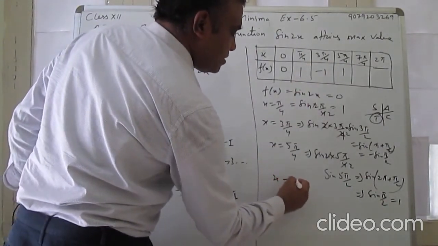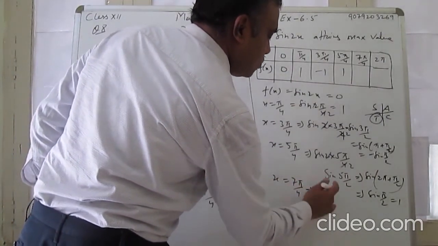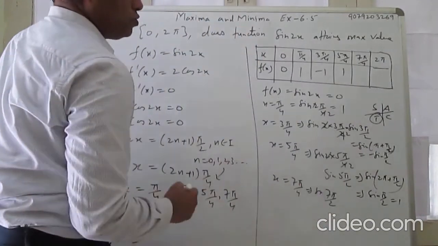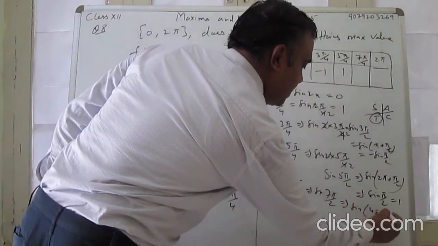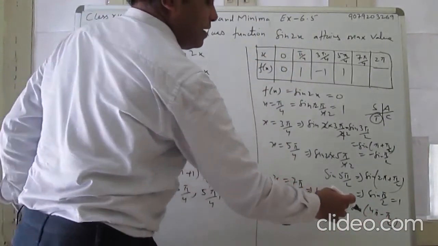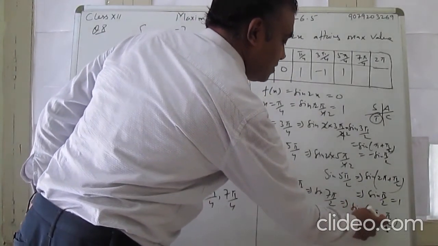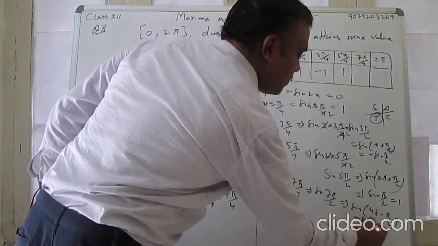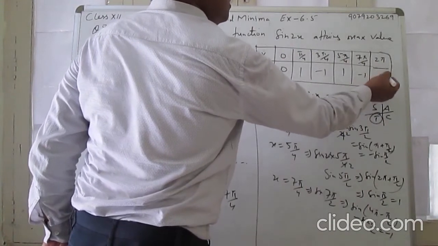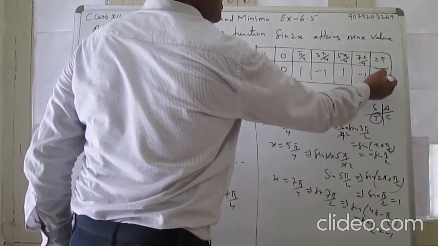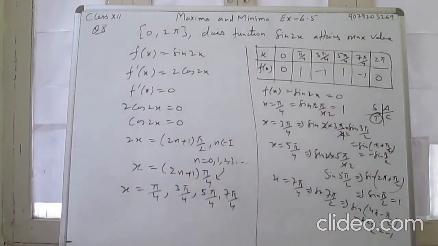Now if x is equal to 7π by 4, it becomes sin 7π by 2. So it is sin (4π minus π by 2). It is in the third quadrant, so it is minus sin π by 2, which is minus 1. And sin nπ is what? Sin 2π, nπ is 0. So sin nπ is 0.